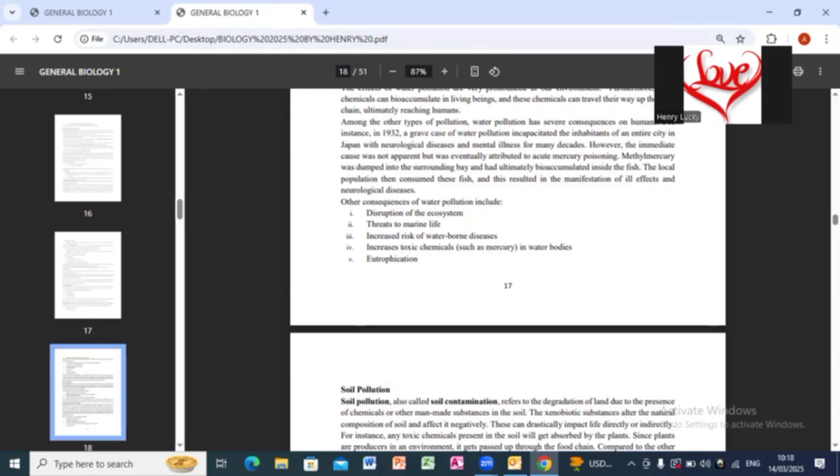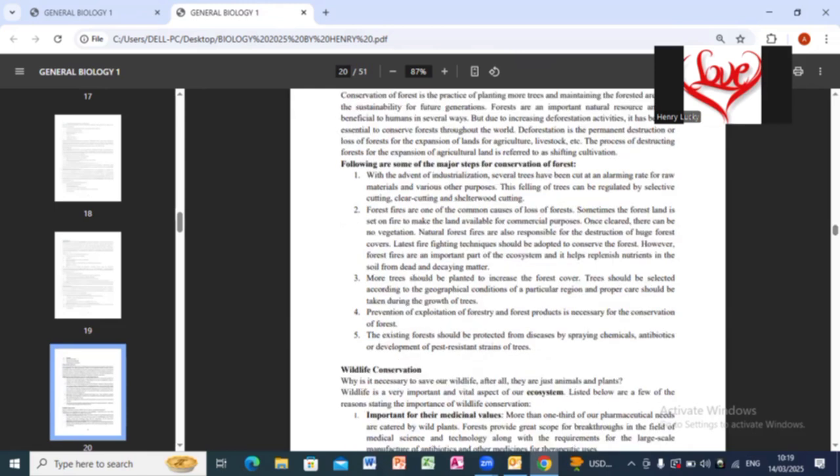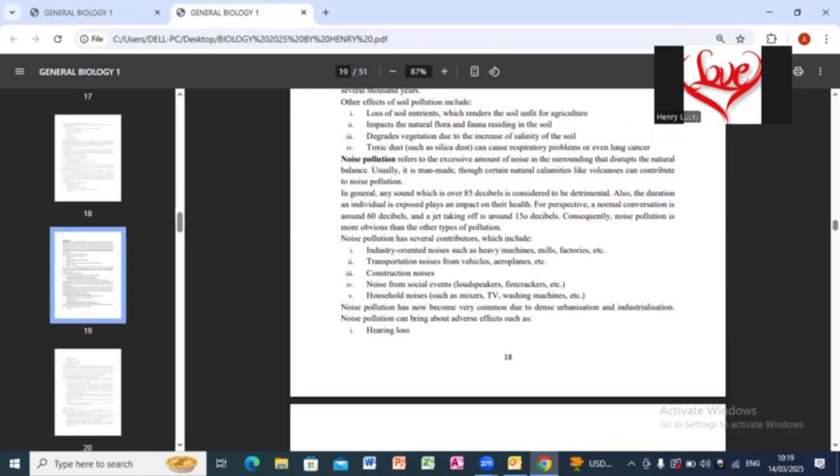Then that brings us to soil pollution. Soil pollution is also called soil contamination, which is referred to as the degradation of land due to the presence of chemicals or other man-made substances in the soil. Now, in soil pollution, there are so many things that pollute soil, even our food chain, our food web. These are things that pollute soil: human activities such as waste disposals.